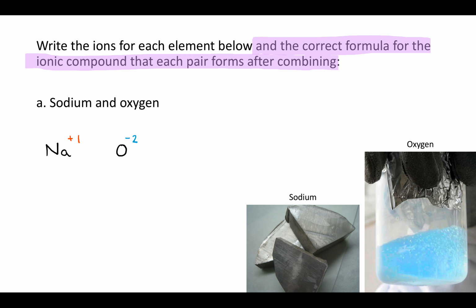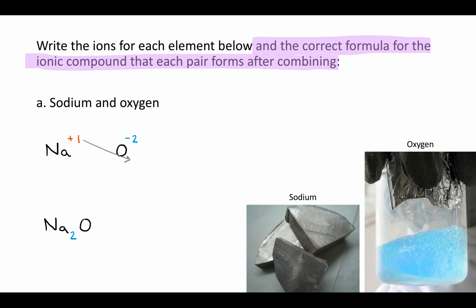The next part of the question asks for the correct formula for the ionic compound that each pair forms after combining. To find out how these two elements combine, you crisscross the charges. So the superscript on one element becomes the subscript on the other element. In this case, the 2 at the top right of the oxygen will go at the bottom right of the sodium. And the 1 at the top right of the sodium will go in the bottom right of the oxygen.